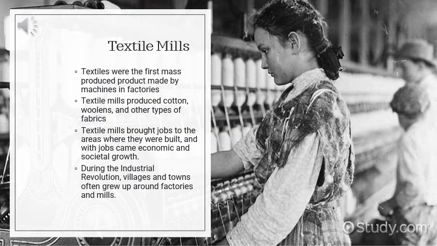Textiles were the first mass-produced product made by machines in factories. Textile mills, like shown in the picture here, produced cotton, woolens, and other types of fabrics. They brought jobs to the areas where they were built, and with jobs came economic and societal growth. During the Industrial Revolution, villages and towns often grew up around factories and mills.